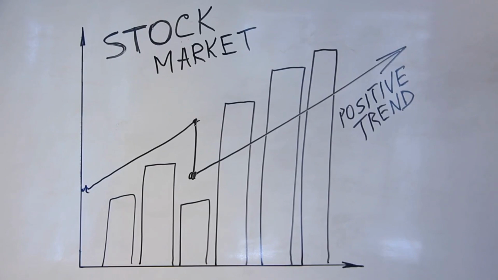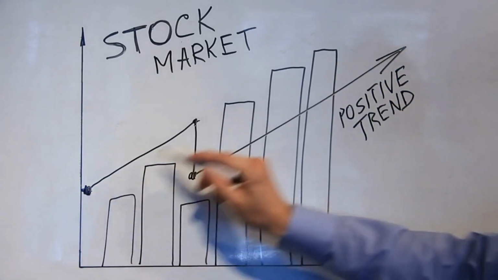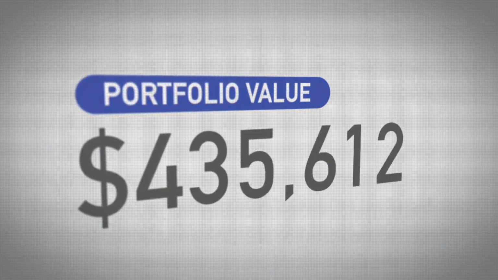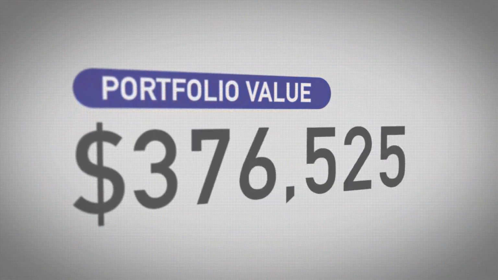When more people want to buy a stock than sell it, the price will tend to rise. When more people want to sell a stock than buy it, the price will tend to fall.